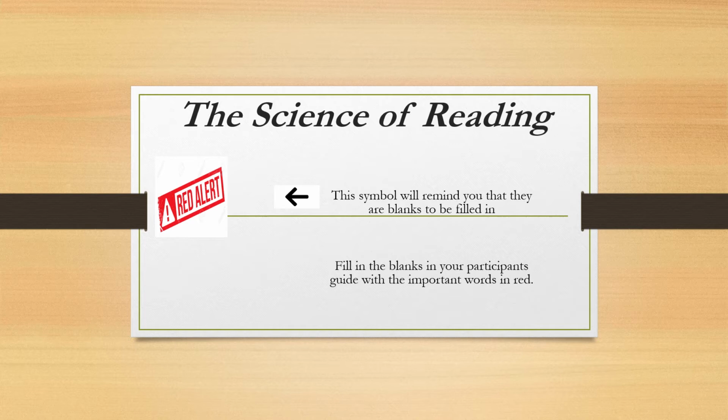In today's session, you will need your participant guide to follow along. In the participant guide, you will notice there are blanks that need to be filled in. You're going to use the red words from the screen to fill in the blanks. At the top of the screen with red words on each slide, you will see the symbol that is on the screen. The symbol is a red alert. That tells you that there are important words in red that need to be used to fill in the blanks.